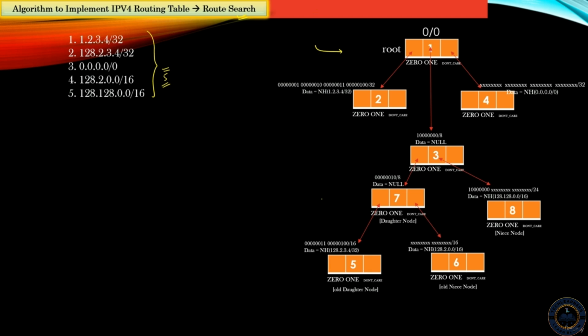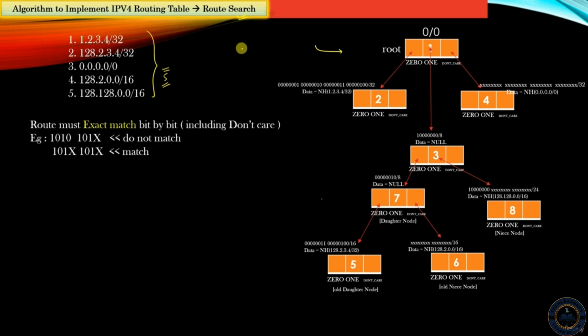Now we are going to discuss how to search a particular route in this mtrie data structure. When I say searching a particular route, it means that given a route, let's say 128.128.0.0/16, I need to come up with the answer yes or no whether this route is present in this mtrie data structure or not. So the route search algorithm is based on exact match bit by bit, including the don't care.